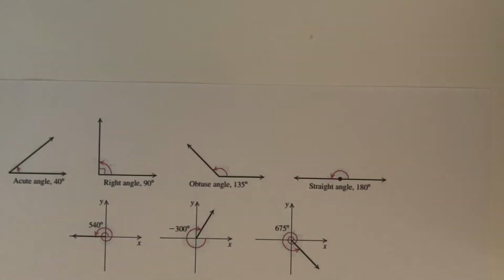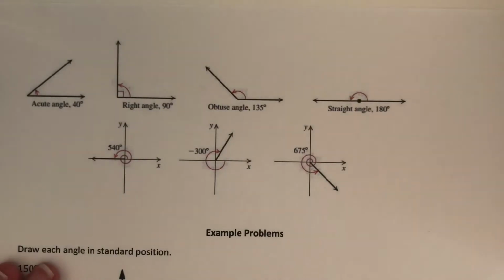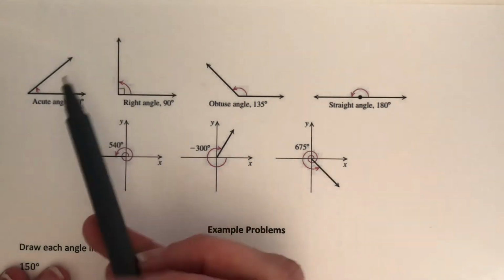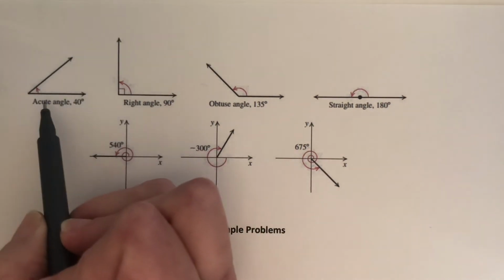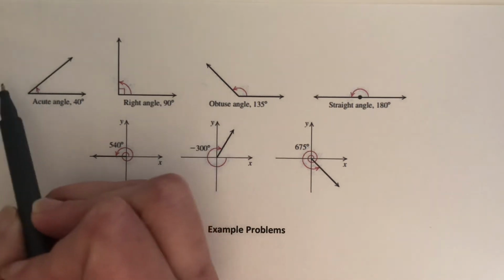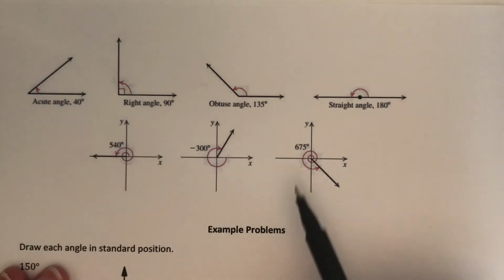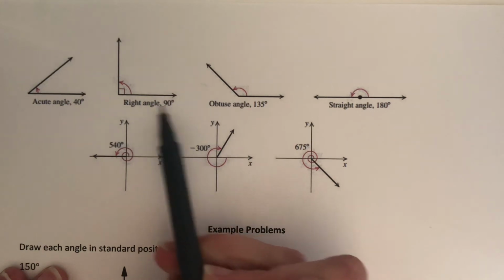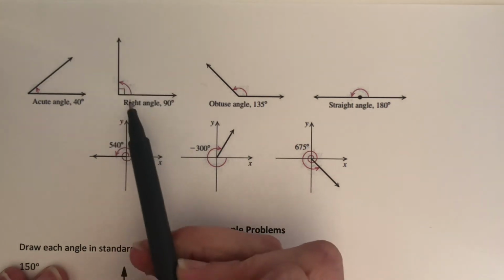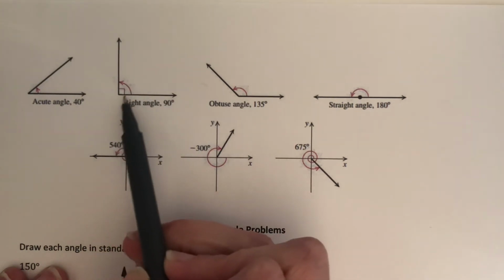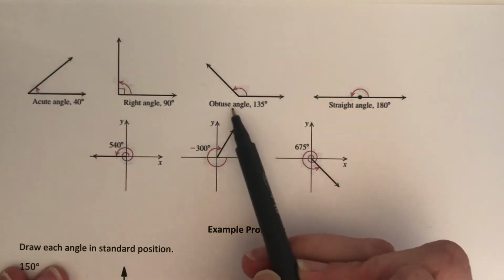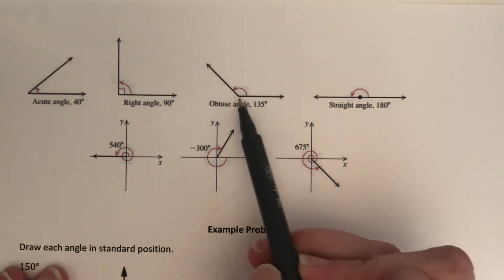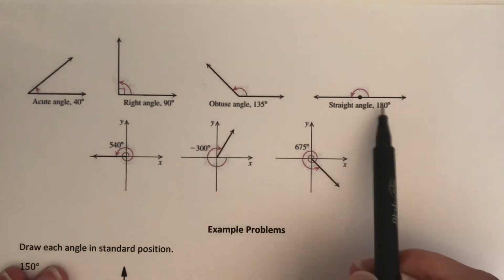So if we look at these examples here, you can see we have an example of an acute angle. This one's drawn to be 40 degrees, and if you see the little arrow here, it is rotating counterclockwise, so it is positive. This is a right angle of 90 degrees. It is rotating counterclockwise, so it is positive, and you see the little square here indicating that it is a right angle. An obtuse angle is somewhere between 90 degrees and a straight angle.